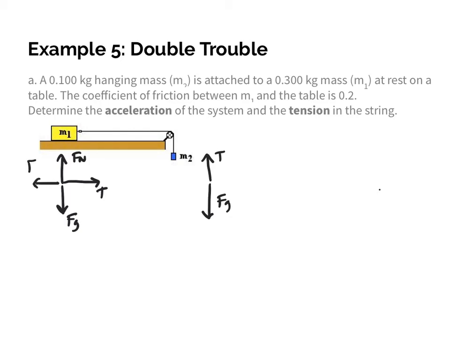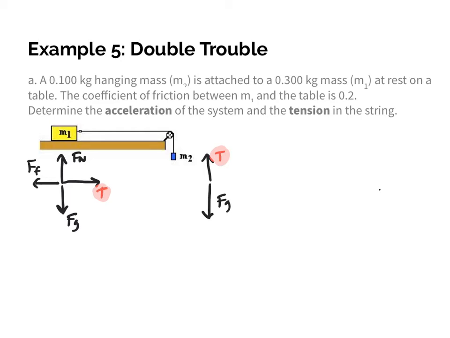So the key thing is that the tension that you see here in this diagram is going to be equal to the tension in that diagram. And those two tensions are the same, connected by the same rope. But obviously, being two different objects, we do have a couple things that are different.